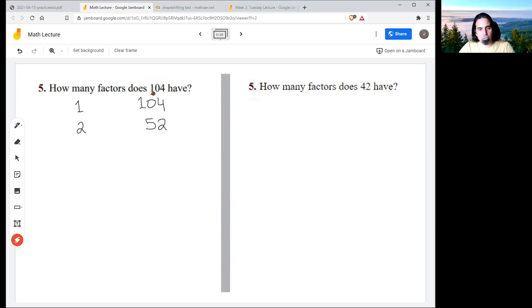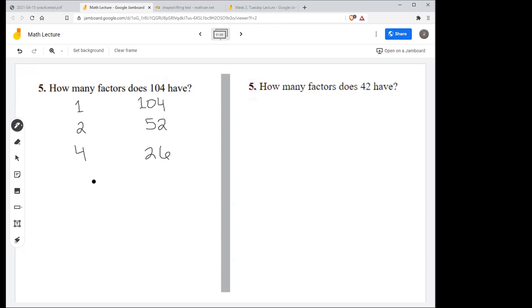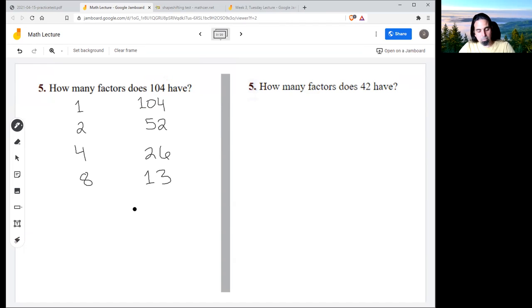You add up the digits, 1 plus 0 plus 4 is 5. Does 3 go into 5? No, so it doesn't go into this either. So 3 we skip. Yes, 4 and 26. And then I got 8 and 13. Okay. Yes, that is all of them. That's what I got too. So 8 factors.